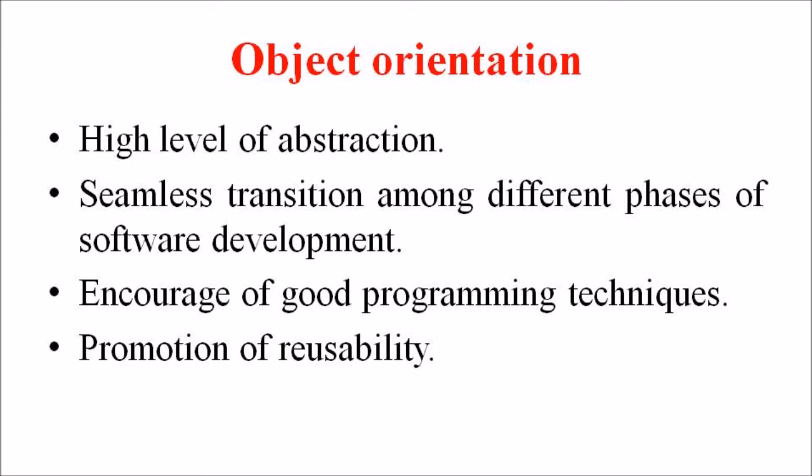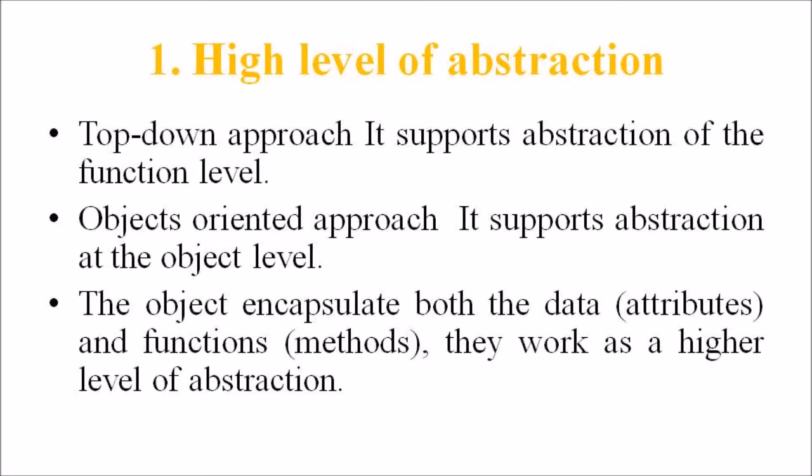When it comes to the high level of abstraction, the top-down approach is used in the object-oriented concept. It supports abstraction at the functional level. The object encapsulates both the data, meaning attributes, and functions or methods, and they work as a high level of abstraction. The development can proceed at the object level, and this makes designing, coding, testing and maintaining of the system much simpler.